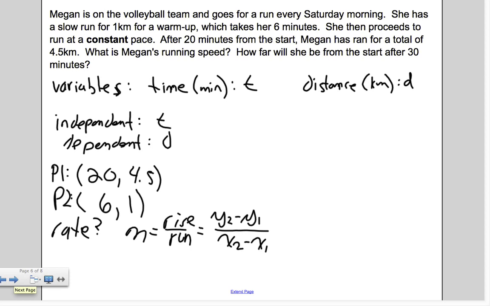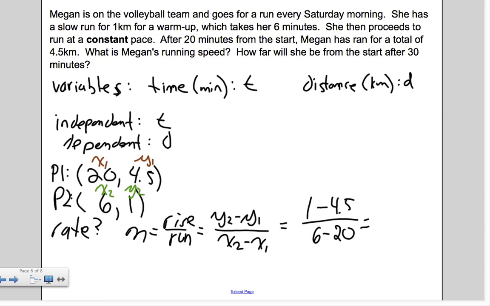Now that I have my points here, I'm going to call this x1, y1, and this point 2 is x2, y2. So I just plug into my formula. Here y2 is 1, y1 is 4.5, x2 is 6, x1 is 20. So I got 1 minus 4.5 over 6 minus 20. Does it matter which order I put those in? No, as long as I keep the consistency between x1 and y1.